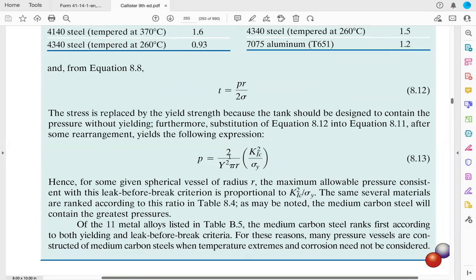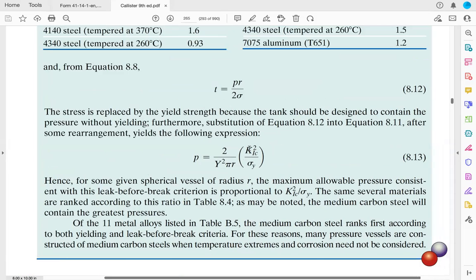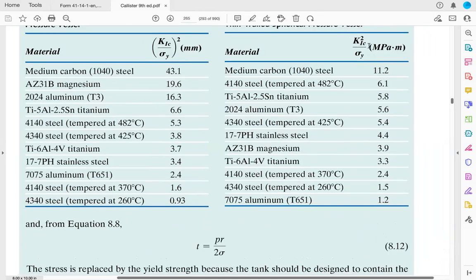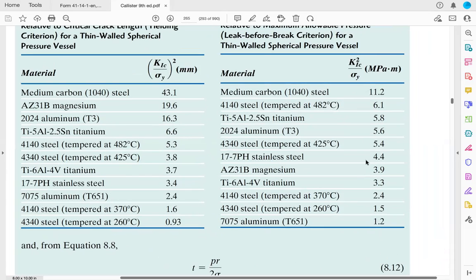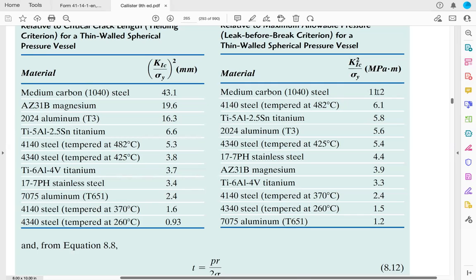So even given a spherical vessel with some radius of r, the allowable pressure would be proportional to KIC divided by sigma y here. Okay, so here we can also rank several materials, and if you look at here, then again the medium carbon steel has a good KIC squared divided by sigma y.